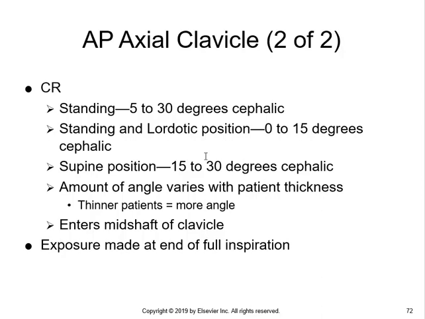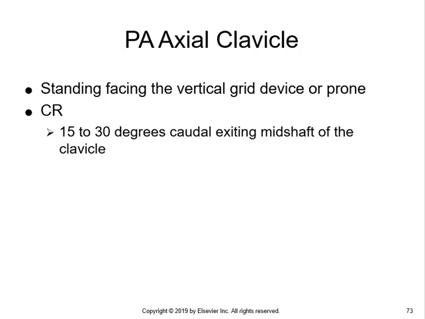So a supine position is going to be a 15-30 degree angulation based on the same things. If you've got a patient with a thick chest, it's going to be a 15-degree angulation. If you've got a patient who's got a thin chest, or a patient who might not necessarily have too thin of a chest but has a natural lordotic curvature, then you may need to increase to 30 degrees cephalic. Central ray again is going to be to the mid shaft, and you're going to make your exposure at full inspiration.